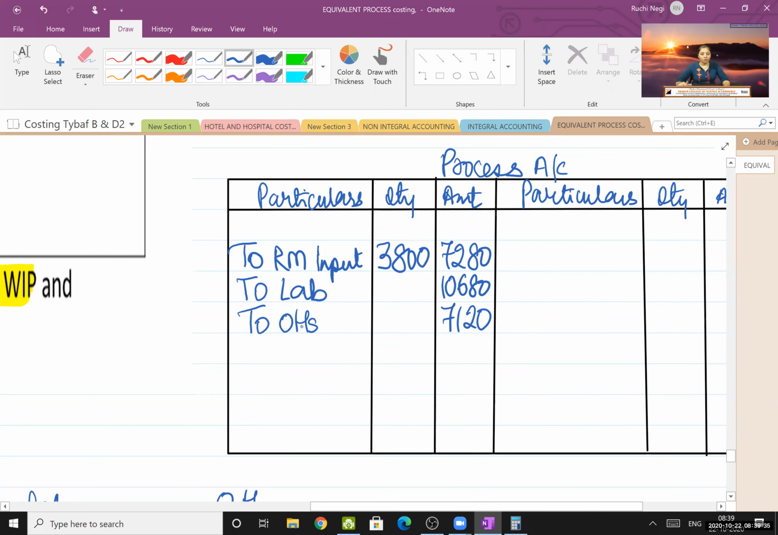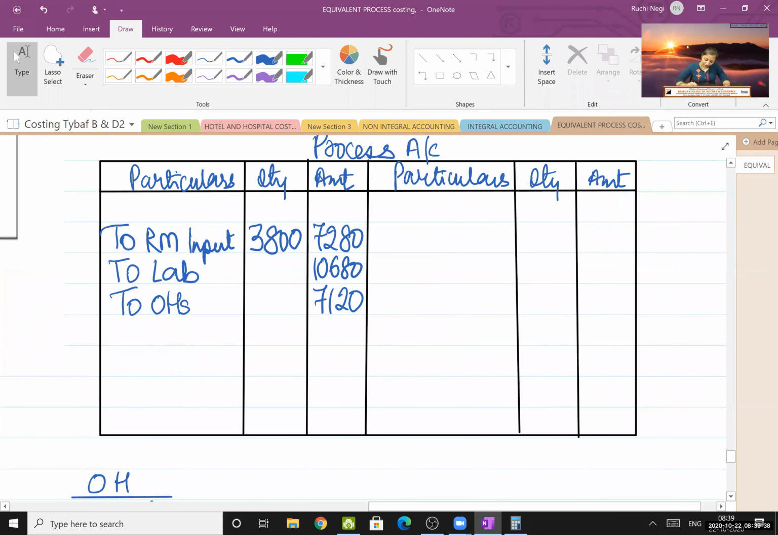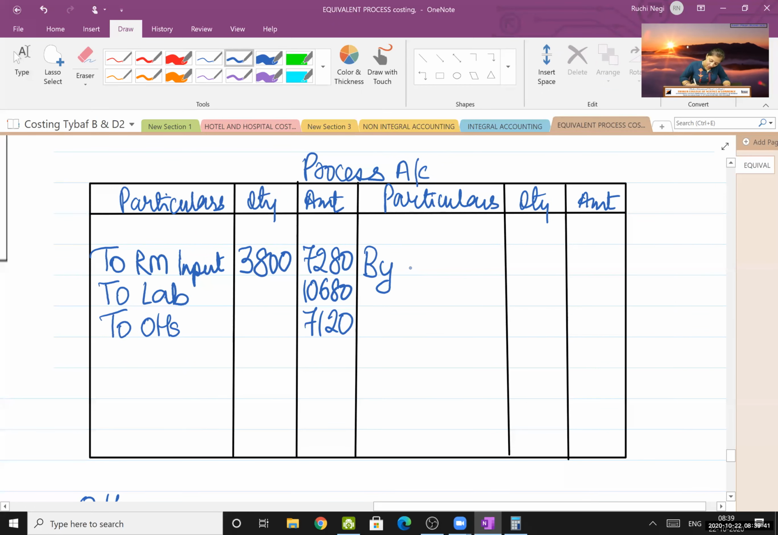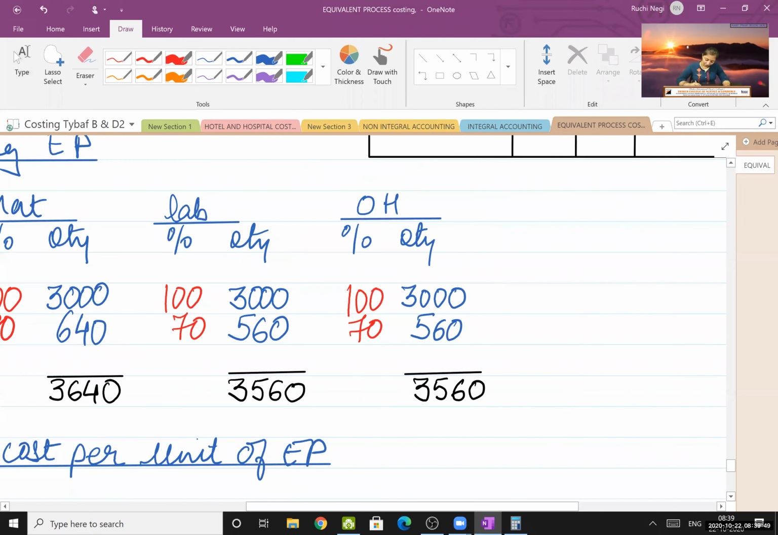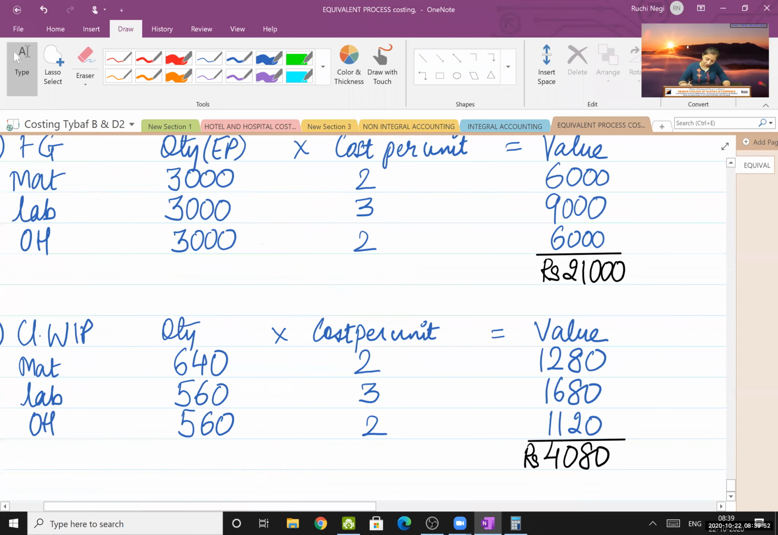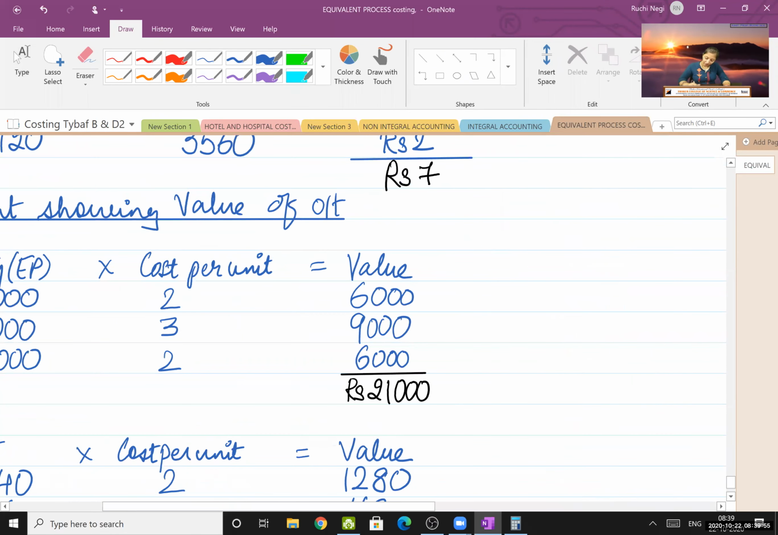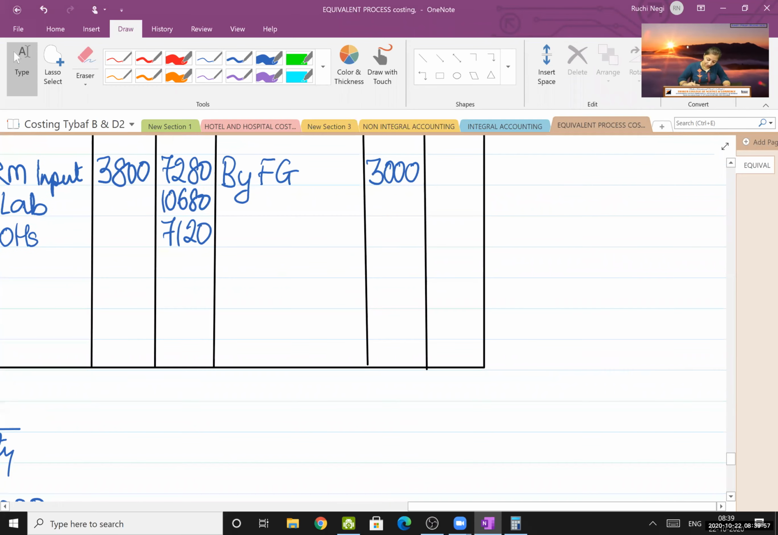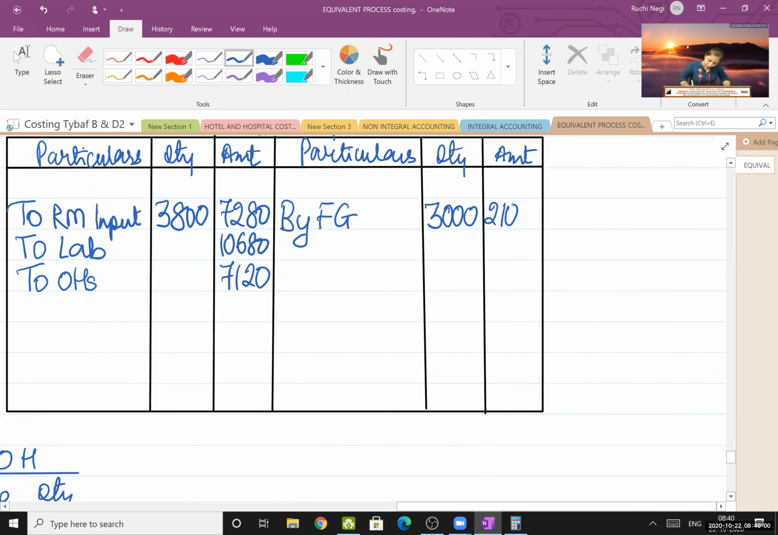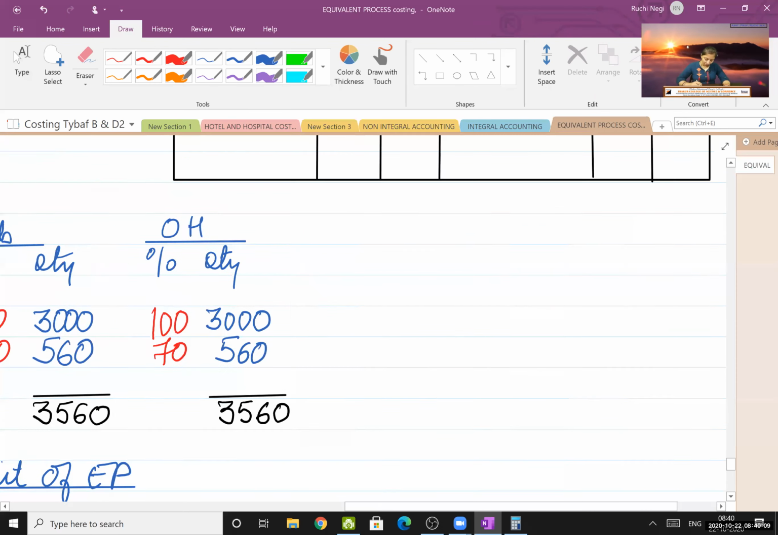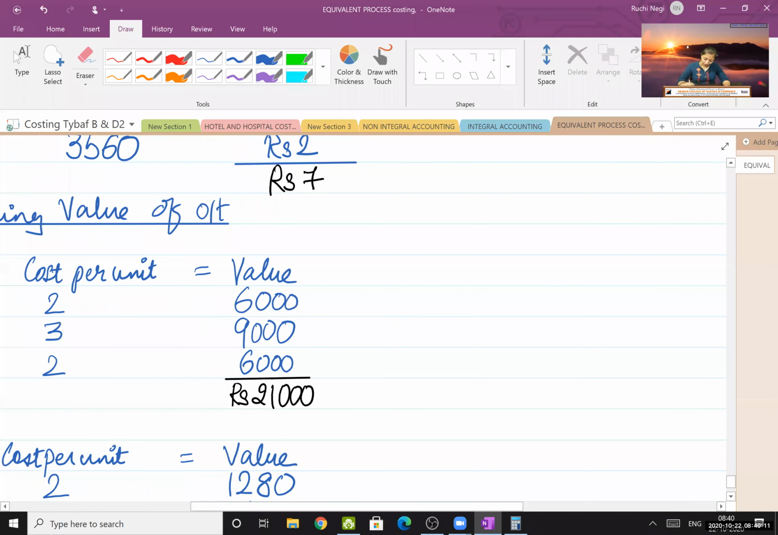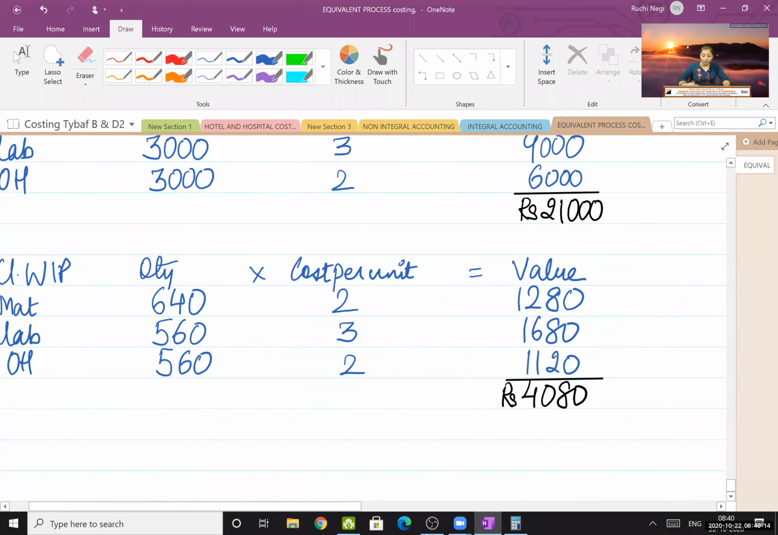Okay, so debit all the expenses related to the process. By finished goods 3,000. And the value is step three, in step three you will get the value. It is 21,000. Okay, 21,000. Then closing WIP 800. Value you will get from step three. Value with that 4,080.